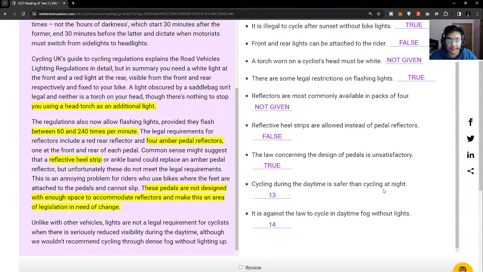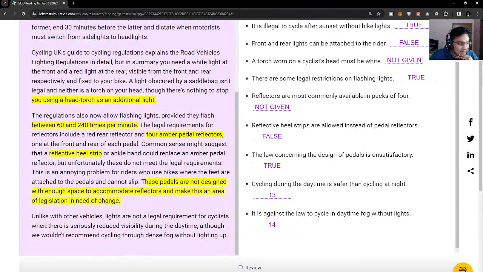Cycling during the daytime is safer than cycling at night. Unlike other vehicles, lights are not a legal requirement for cyclists when there is seriously reduced visibility during the daytime. Although we would not recommend cycling through dense fog without lighting up, it is safer than... Does it state anywhere that cycling at daytime is safer than cycling at night? No, it doesn't. Hence, it is not given.